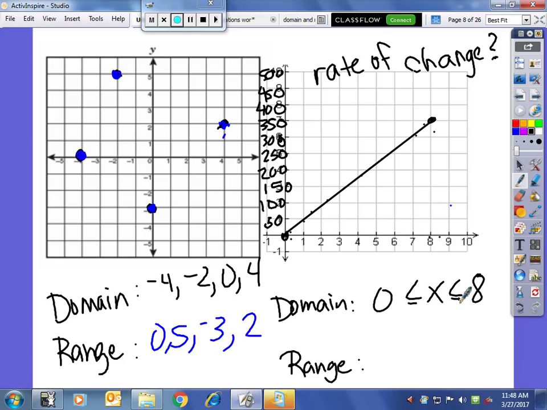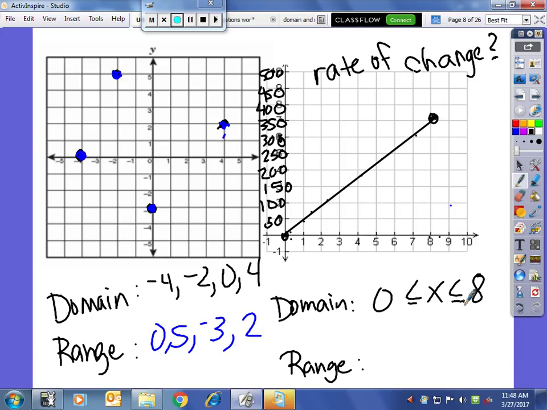Now, how would that change if, at the end of this line segment, I put an open dot instead of a closed dot? Then it would just be less than 8 instead of less than or equal to 8. And that's important as well. Alright, but let's put it back like it was. Closed dot, less than or equal to.